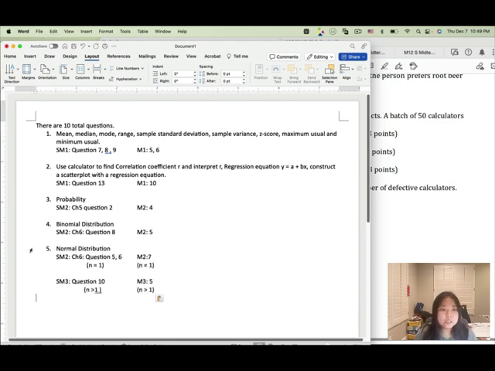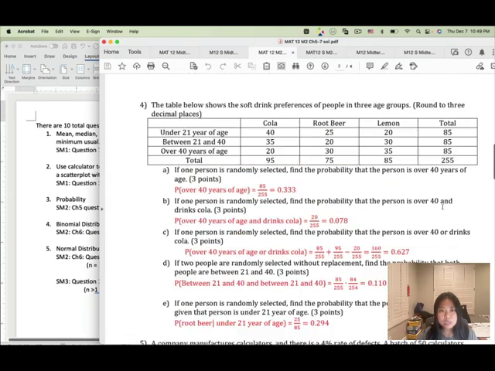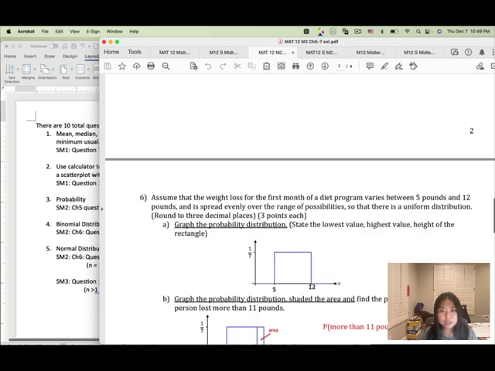Number 5, normal distribution. We do have 2 parts in here. First one, when the sample size n equals 1. So look at the sample midterm 2, chapter 6, numbers 5 and 6.